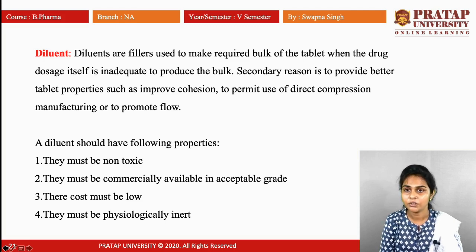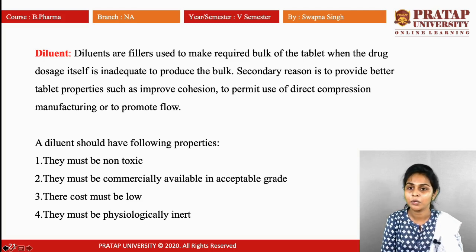Okay, so we use diluent, also known as filler, when the drug cannot produce bulk itself. Secondary reason, it provides better tablet properties: to improve cohesion, to permit use of direct compression manufacturing, or to promote flow. A diluent should have the following properties.